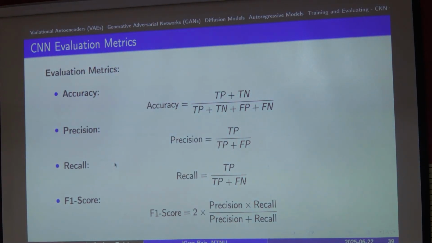Okay, so then we have some control on how to measure the accuracy of the CNN classification. And then here you have precision and recall and F1 score. Depending on the applications, you would want to choose what metric to use.